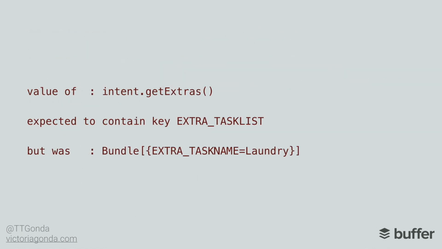Here's another for the verification that there should be an extra task list, but there's a task name one instead. So we see that we're testing the value of intent get extras. We expect it to contain the key extra task list, but instead it has a bundle with the extra task name laundry, not what we wanted.